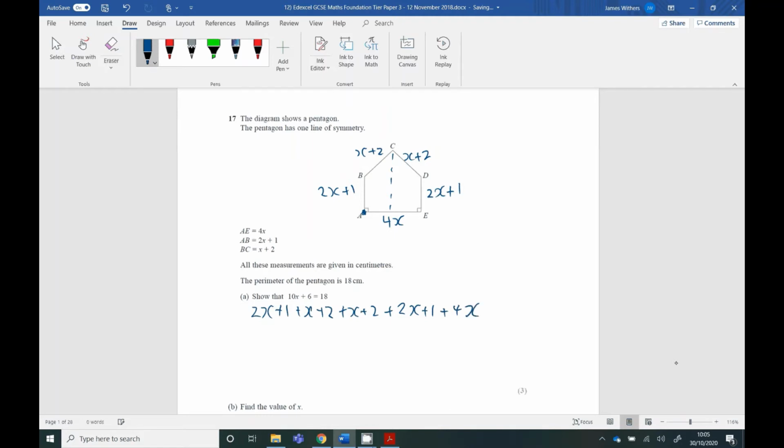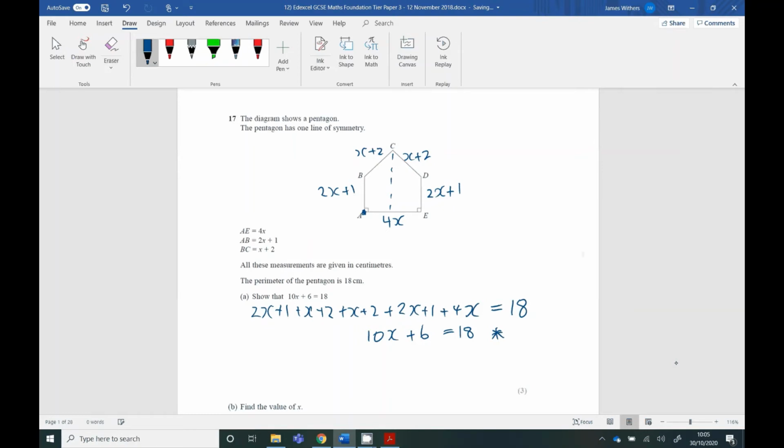And what I know is that this perimeter is in total 18. So let's simplify this. Gather up all our x's: we've got 10 x's. Gather up our normal numbers: 1, 2, 3, 4, 5, 6. So 10x plus 6 equals 18, which is what we had to show.